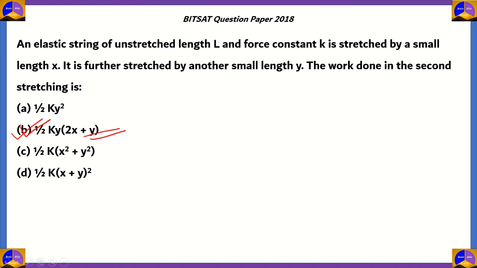We used the work energy theorem, and then we found out the work that the string does, and then in order to find the external work, we just multiply that with a minus sign. So therefore, option B is half ky times 2x plus y.